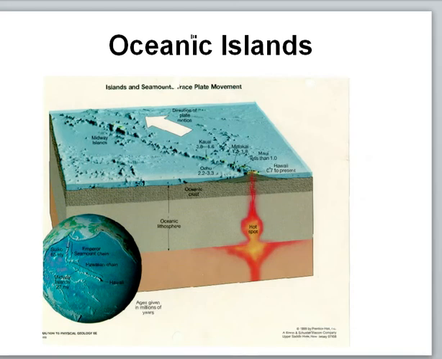Yellowstone is over a continental hotspot, but that's neither here nor there. So that's one way islands are formed.